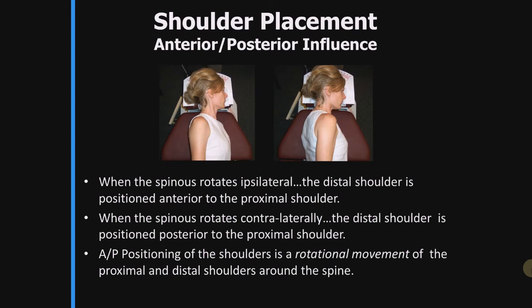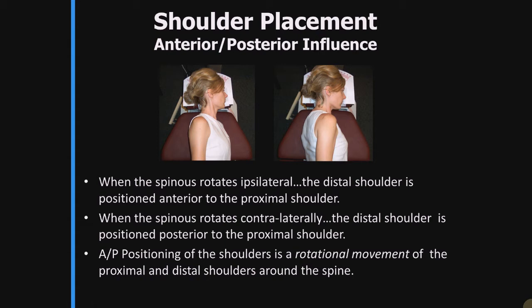When the spinous rotates towards the side of the ACD, that would mean that the C2 spinous rotated towards the upside of the patient's side-lying position. The distal shoulder would be positioned anterior to the proximal shoulder. So in this example, you can see that her distal shoulder is positioned anterior compared to the proximal shoulder, which is positioned posterior. And once again, whatever influence you do to the distal shoulder, you do the exact opposite to the proximal.